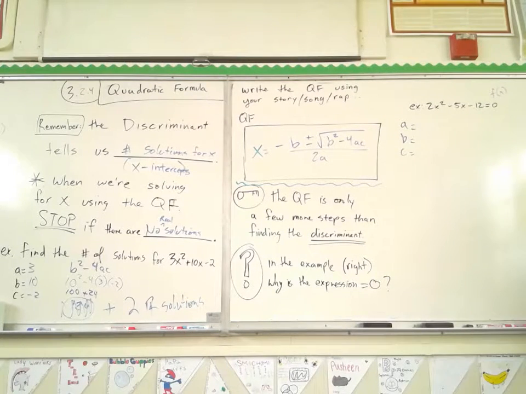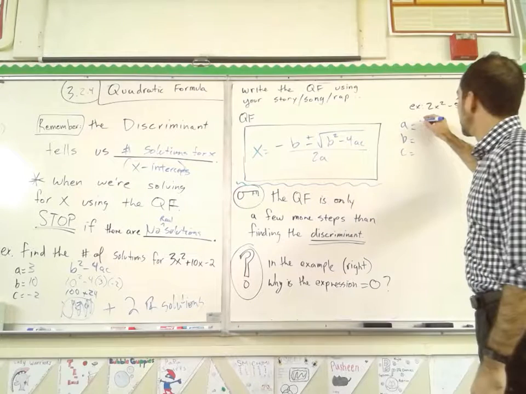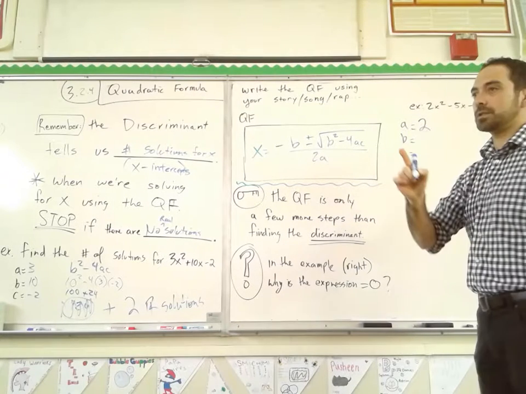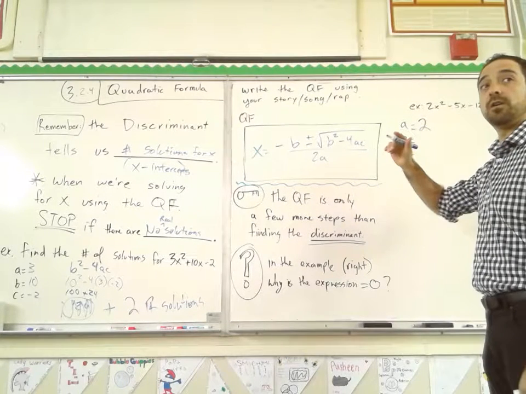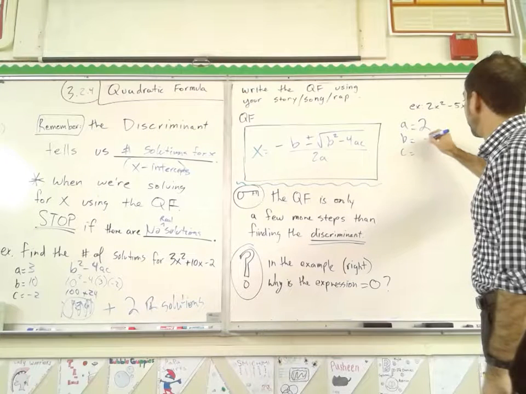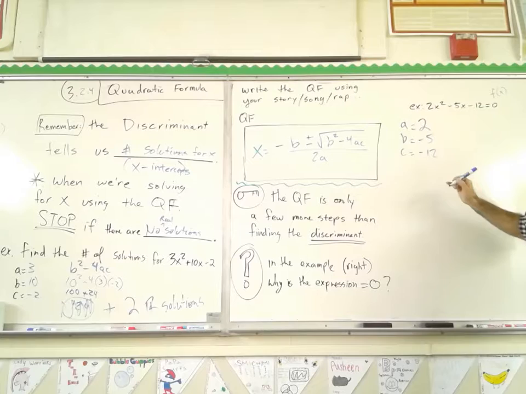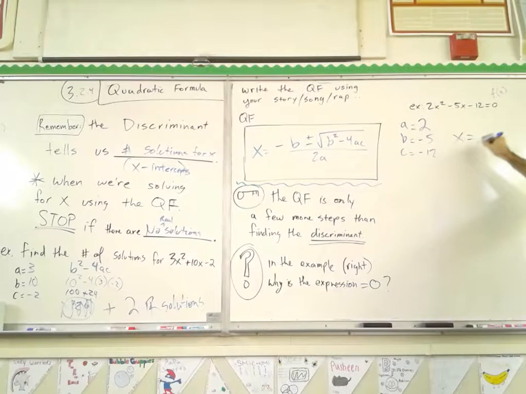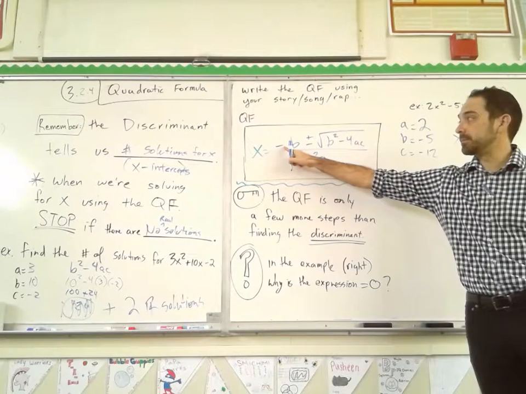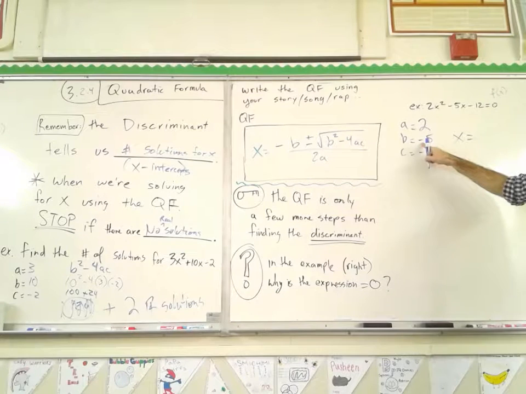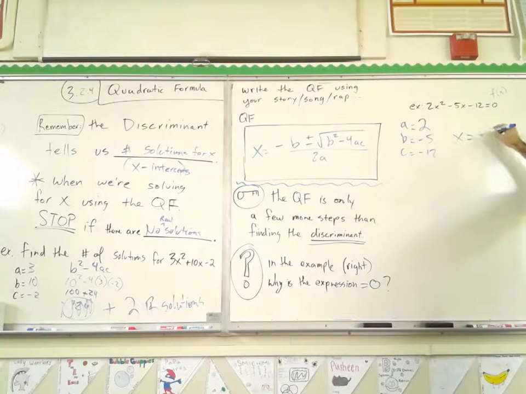What's a? Back to math. A? Just 2. It's just the coefficient out front. B? -5. Good. C? -12. All right. And then I'm going to put x is equal to, and I'm going to do it one step at a time. Negative b. So b is -5. So a negative b would be what? Positive 5, because I'm going to even write it out. Plus or minus. You can't see it at home.